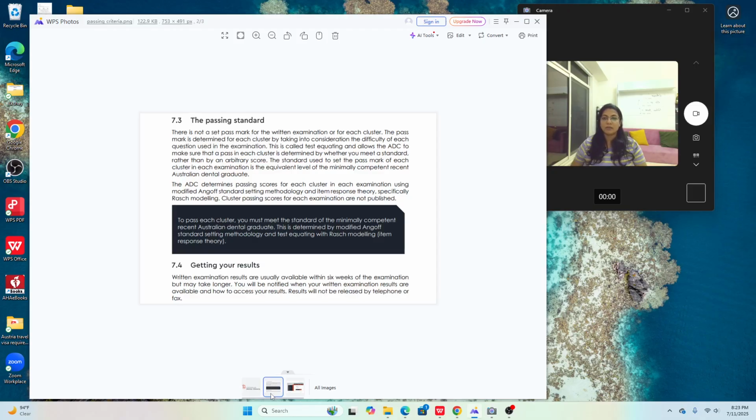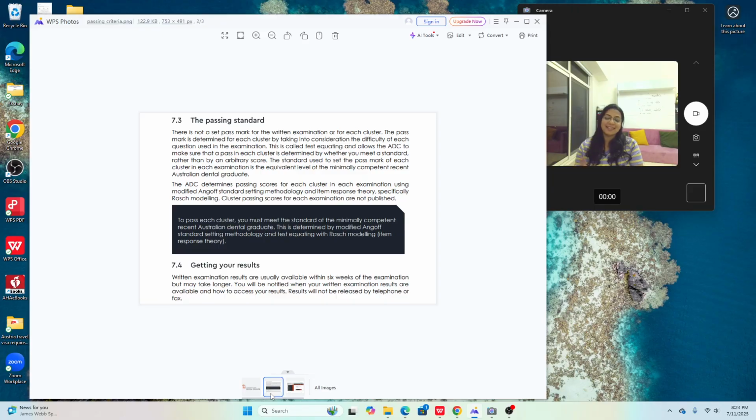Now coming to the most asked and most confusing question for everybody: how is the passing standard set? What they have written here is that you have to meet the standard of the minimally competent recent Australian dental graduate. This is determined by the modified Angoff standard setting methodology and the test equating with Rasch modeling item response theory. Do you understand this? No. Do I understand this? No.